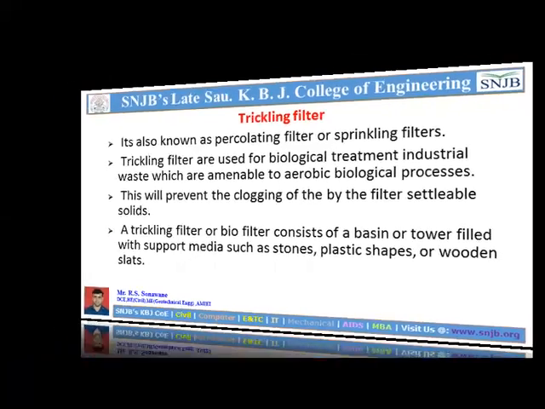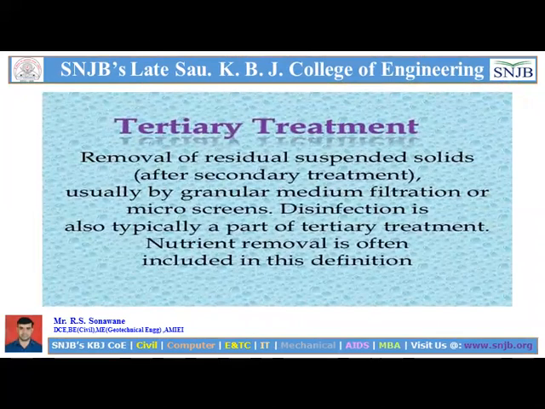Okay, this is about the trickling filter. Then tertiary treatment, which is the last process in your wastewater treatment plant. It mostly works on the removal of residual suspended solids after secondary treatment, usually by granular medium filtration or micro screening. Disinfection is also typically a part of tertiary treatment. Nutrient removal is often included in these definitions. So the tertiary treatment process works particularly on removal of residual suspended solids, and mostly on nutrient removal, which is often included in the definitions.